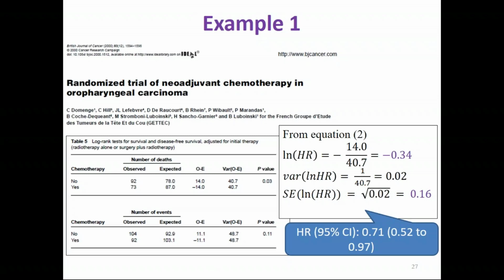And so you can see there that the confidence interval for the hazard ratio excludes the value of 1, indicating that this is statistically significant, and that's supported by that previous p-value of 0.03. And this hazard ratio of 0.71 is for the hazard of death on chemotherapy, indicates that the hazard is about 70% of the hazard without chemotherapy, or in other words, there's a reduction of around 30% in the hazard of death by taking chemotherapy.